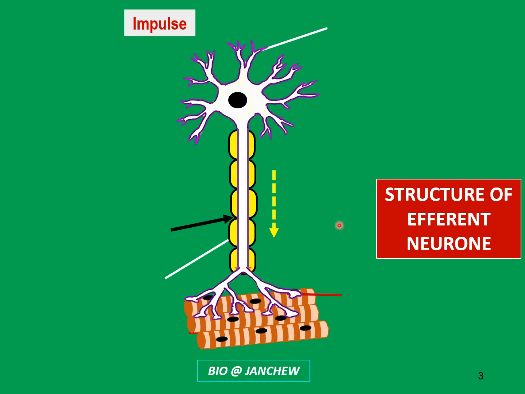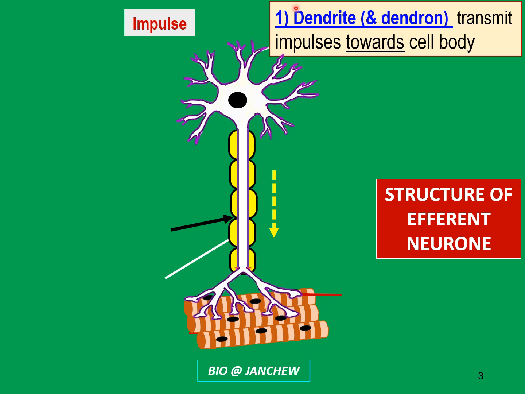Now, in the neurons, there are three parts. The first part are the dendrites and dendrons that transmit impulses towards the cell body. So the dendrons are these parts that are thicker, and then they'll branch out to form the dendrites. Dendrons branch out to form the dendrites. So they transmit impulses towards the cell body, means the impulse must go only one way. That means from the dendrites to the dendrons, and then towards the cell body. This is called the cell body.